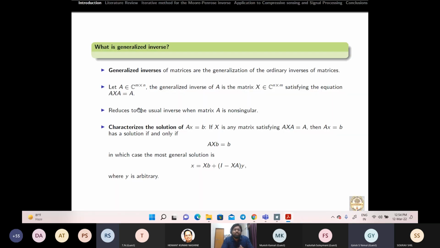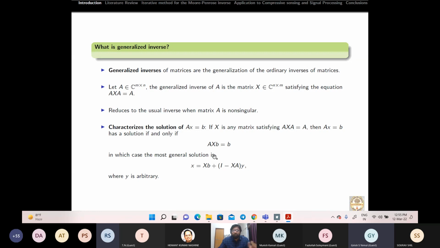Now, what else can the generalized inverse do? See, this line says that if X is a matrix satisfying AXA equal to A, meaning it is a generalized inverse, then this generalized inverse solves the system of linear equations Ax equal to b, because it satisfies the equation AXb equal to b. This means that this system of linear equations has solution Xb, where X is a generalized inverse of A. Further, it may characterize the whole solution of this linear equation, which is given by the expression small x equal to Xb plus (I minus XA)y, where y is some arbitrary vector.